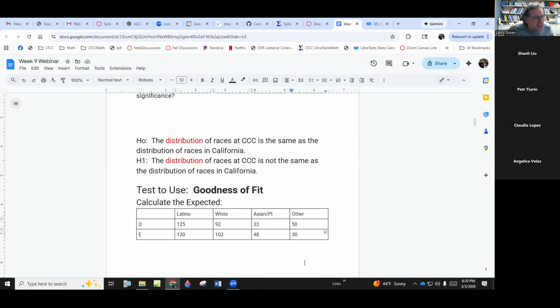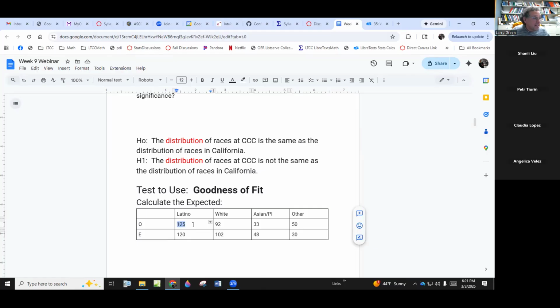Okay, so now that we have this table created, we could look at this and say, hey, did we get what we expected? Is 120 what we expected? Did we get 120 Latinos in our survey? What do you think? I don't see y'all jumping in. Okay, we didn't get 120, we got 125.